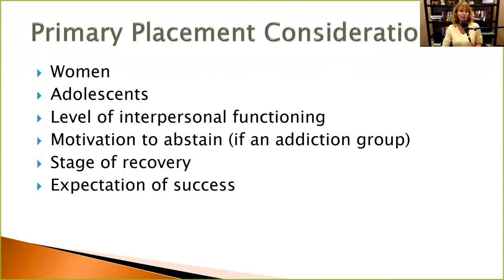Some other placement considerations. Sometimes women want to be in, and I wouldn't necessarily just sequester it to women. I think there's a great benefit in having gender-specific groups for them to speak about gender-specific issues. In most cases, you're not going to put adolescents with adults. I can't think of any where you would, but there probably are exceptions.